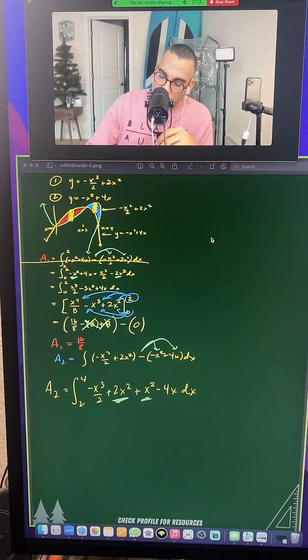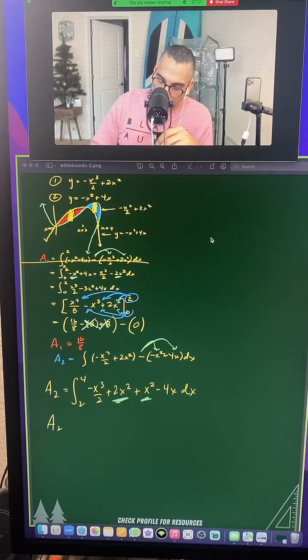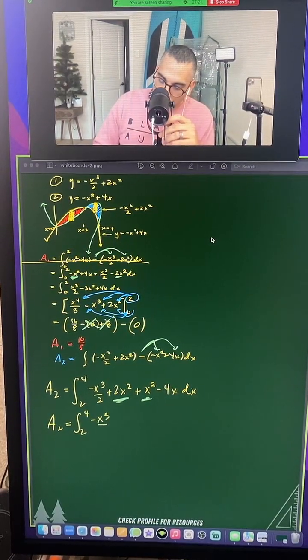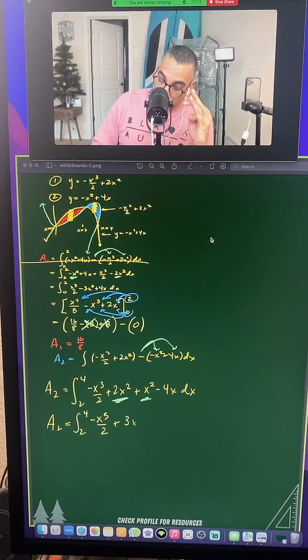Okay, have that x squared. I'm going to go ahead and combine that. Looks like that's the only thing. 2 to 4, I'm sorry. Negative x cubed over 2 plus 3x squared this time minus 4x.